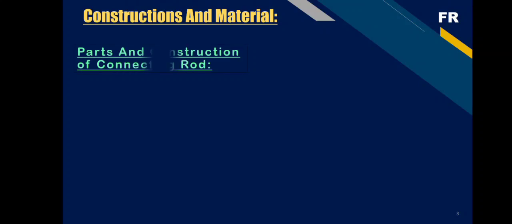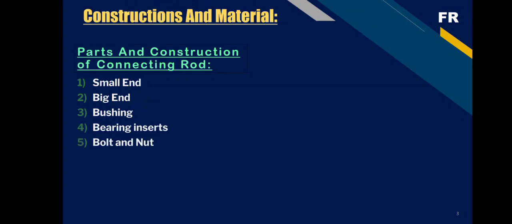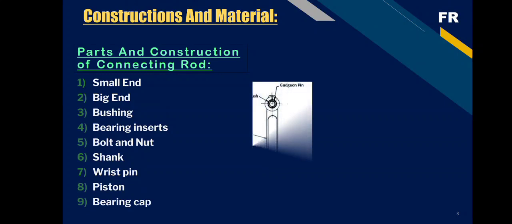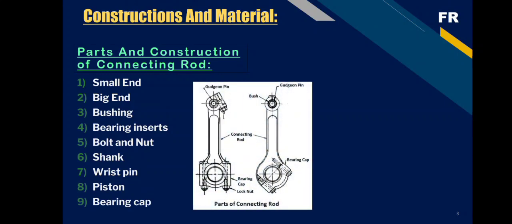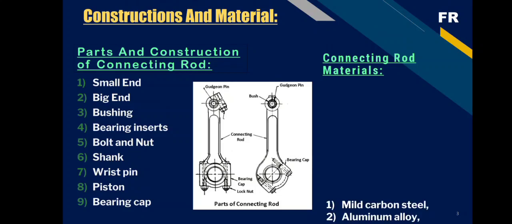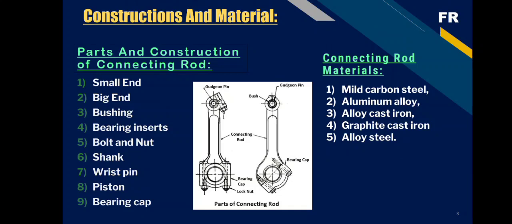A connecting rod is a part of the piston engine which connects the piston to the crankshaft together with the crank. The connecting rod converts the reciprocating motion of the piston into rotary motion of the crankshaft. It is required to transmit the compressive and the tensile forces from the piston. Several materials are used to create the connecting rod: mild carbon steel, aluminum alloy, alloy cast iron, graphite cast iron, and alloy steel. Now my partner Arbaj will present the next part of our project.